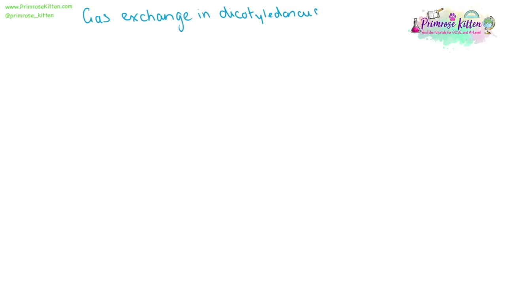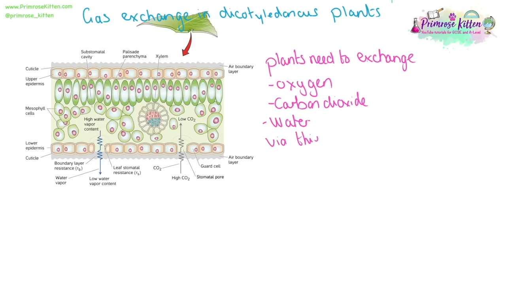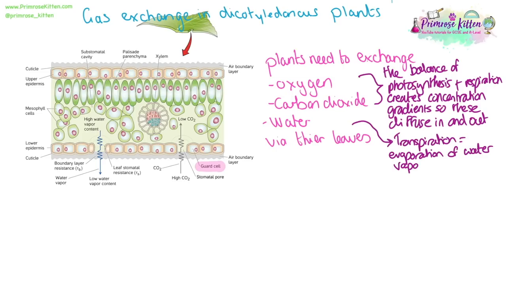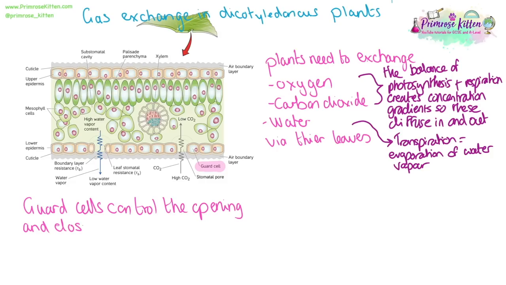Gas exchange in plants. Plants need to exchange oxygen, carbon dioxide, and water, and this all needs to be done via their leaves. The balance of photosynthesis and respiration creates concentration gradients. So these diffuse into and out of the leaf depending on which is happening at a faster rate. Transpiration is the evaporation of water vapour from the leaves through the stomata. This also moves down its concentration gradient. Guard cells control the opening and the closing of stomata.